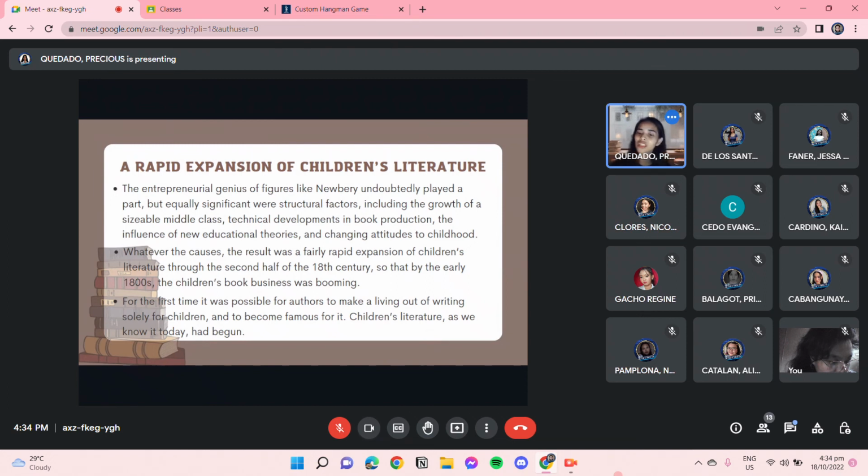As I've said earlier, children were seen as their own beings and not just mini adults. So, whatever the causes, the result was a fairly rapid expansion of children's literature through the second half of the 18th century, so that by the early 1800s, the children's book business was booming. For the first time, it was possible for authors to make a living out of writing solely for children, and they could become famous for it. So children's literature as we know it today had begun. That's all for the brief history of children's literature.